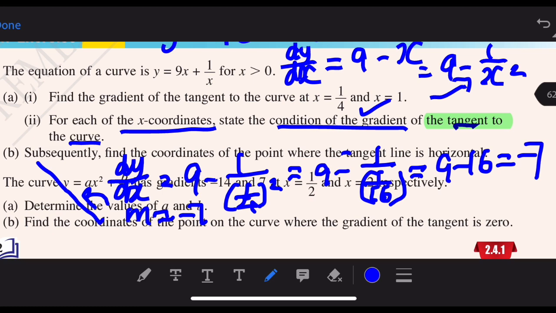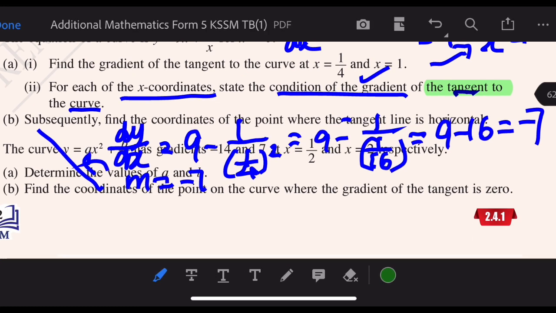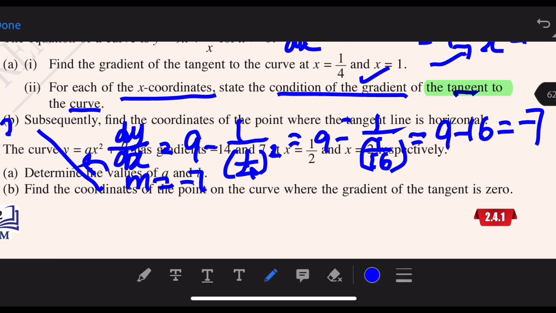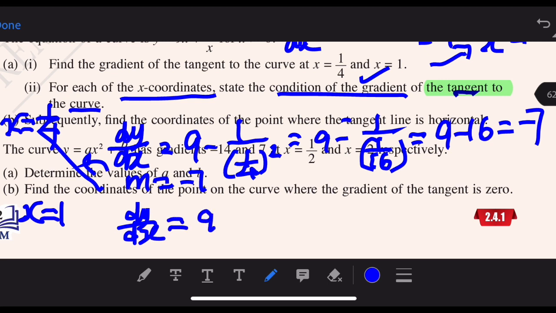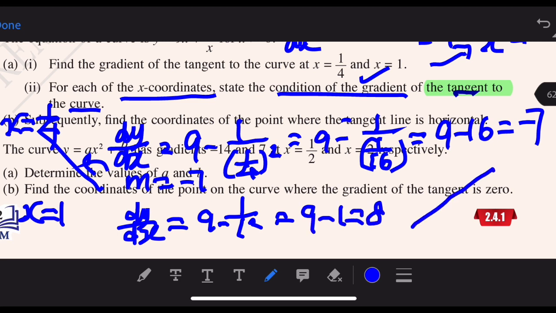Now if x equal to 1, you substitute again. Just now it was x equal to 1/4. So when x equal to 1, dy/dx is 9 minus 1 over 1 squared. So it's 9 minus 1, which is 8, so it's positive. The gradient is slanting to the right.